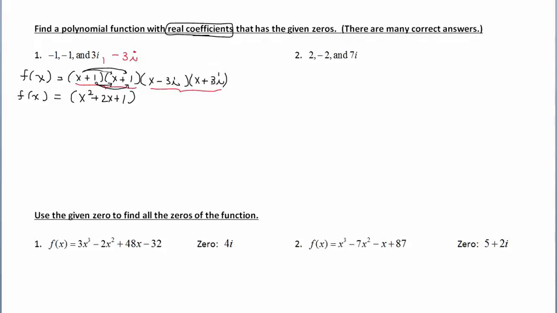But here's where we're interested in multiplying. These are conjugates, negative 3i and 3i, and think about when you multiply these binomials together.